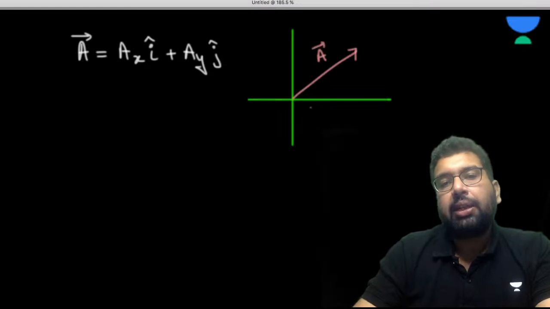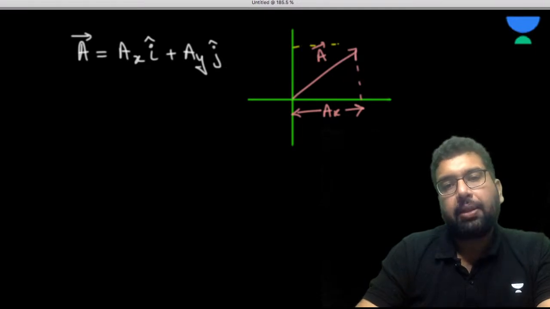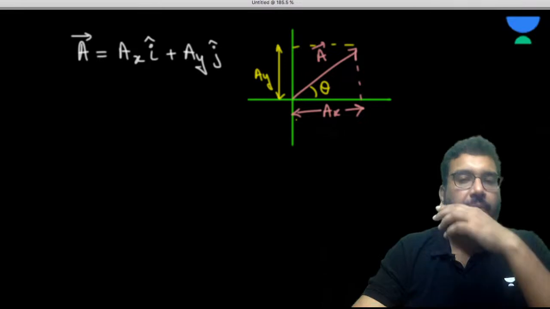Now, do you understand this? This is going to be your Ax only, the horizontal component of this vector. This is going to be Ay only, that is the vertical component of the vector. And let's suppose this is making an angle of theta from here.